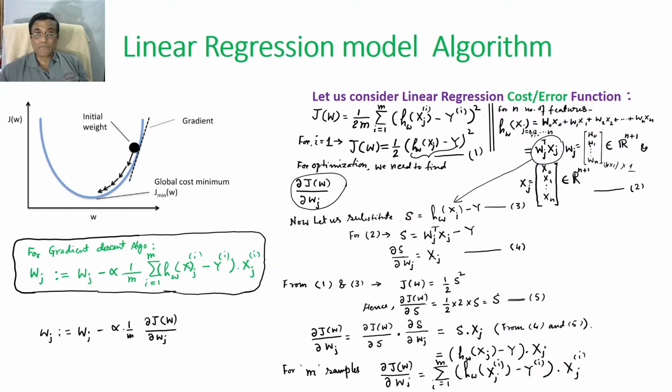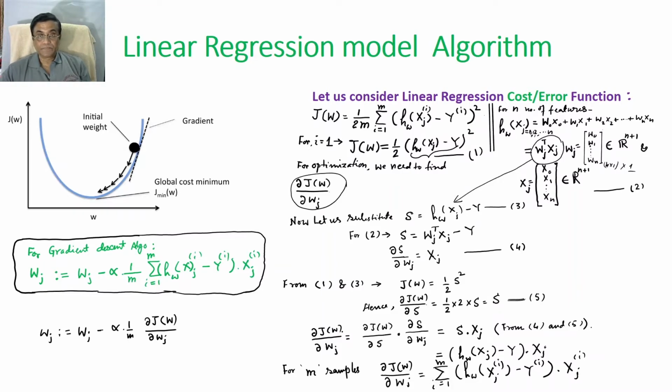So now from 1 and 3, I can write that J(W) is equal to half S square. So what will be the partial differentiation of J with respect to S? It will be half into 2 into S. You see, the 2 cancels out and it becomes S. So exactly for that reason, we have put the half in the function, right?